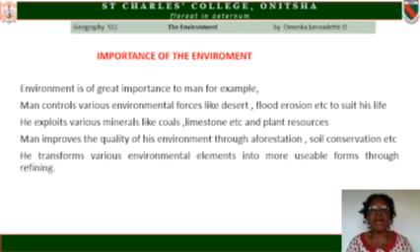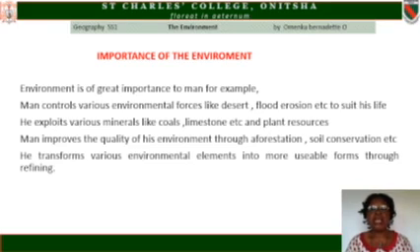Importance of the environment. Environment is of great importance to man. For example, man controls various environmental forces like desert, flood, erosion, etc. to suit his life. He exploits various minerals like coal, limestone, etc. and plant resources. Man improves the quality of his environment through afforestation, soil conservation, etc. He transforms various environmental elements into more usable forms through refining.